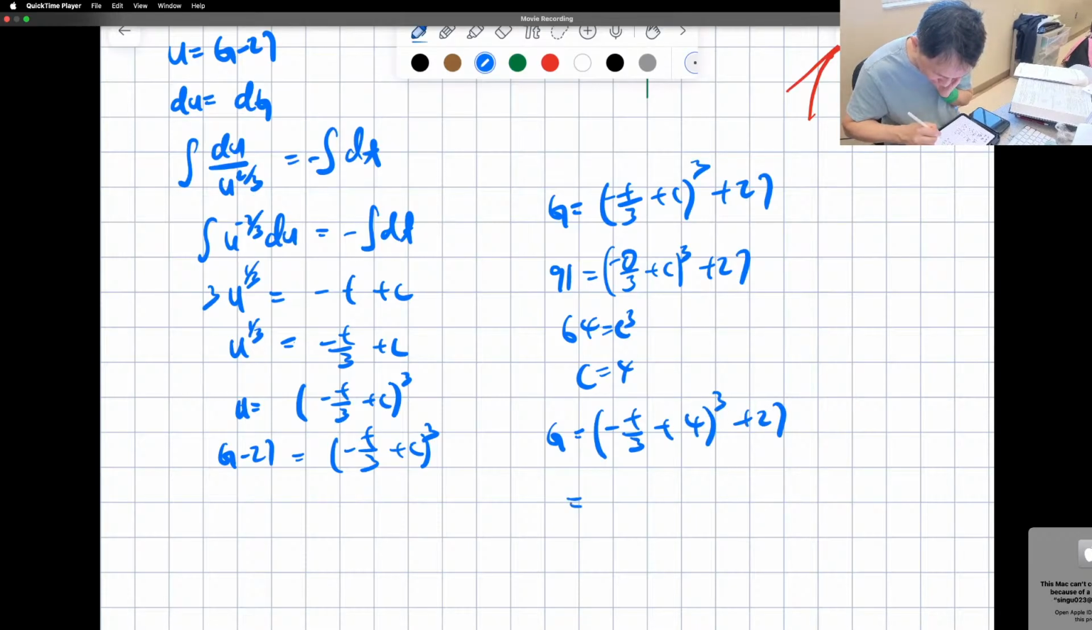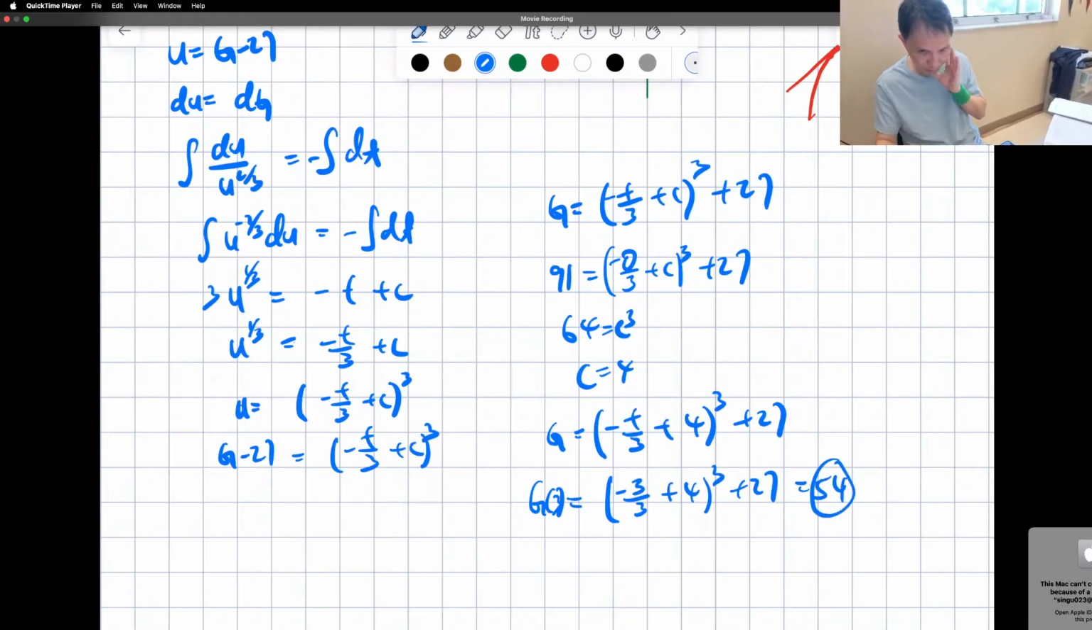Now they did say to find out what happens at t equal to 3. So g of 3 is equal to (negative 3 over 3 plus 4) to the third plus 27. This will actually end up with 54, and that's my answer, 54.